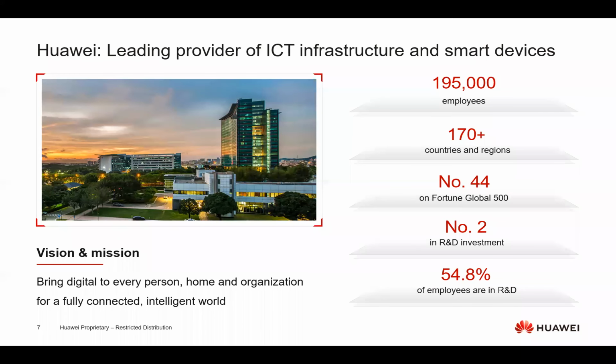Before I go to the content, let me have a quick review of Huawei at a glance. I think Huawei is a known name in the industry. We have 195k employees globally and are present in 170-plus countries. In the Fortune 500, we have achieved position number 44, which is very good growth from past years, and we are number 2 in R&D investment, with an R&D ratio of about 54% globally. This is just an introduction to Huawei as an ICT infrastructure company and our global position.